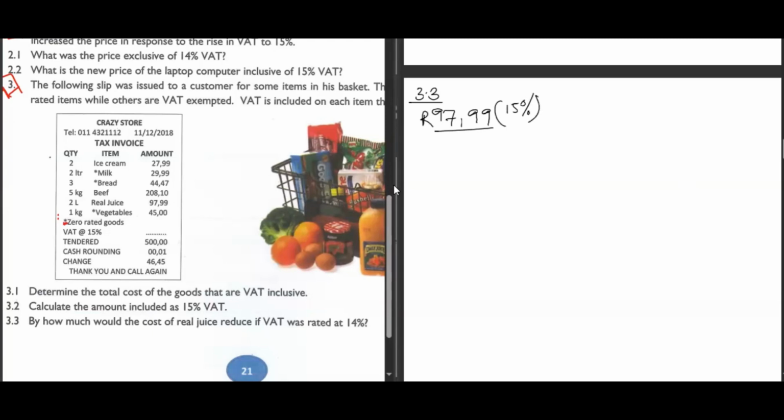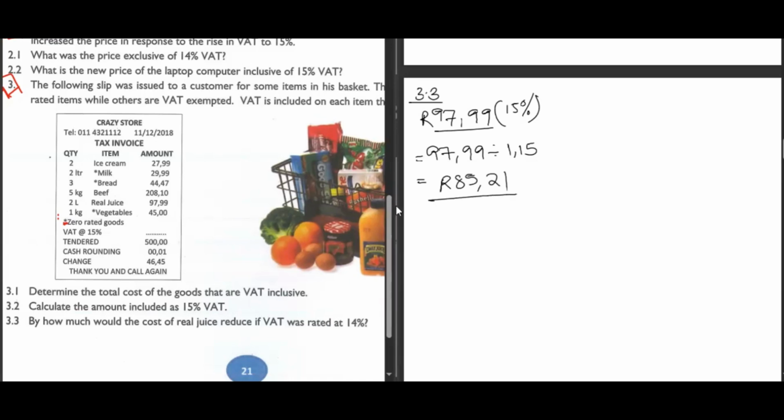So we need to know what will be the difference. So the first thing you're going to do is to scrap off the 15% VAT. So we are going to exclude VAT here. So we shall say 97 rand 99 divided by 1,15. So when you do that, you end up having 85 rands 21 cents. This is when the price is normal without VAT.